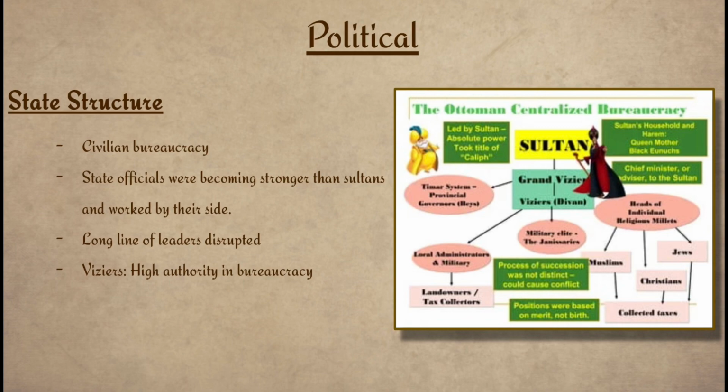For state structure, the Ottomans utilized a civilian bureaucracy, which means they employed people to work for the government, allowing the Sultan and his peers to decentralize some of the workforce. As the empire grew, these bureaucrats began to gain more and more power and started working side by side with the now weakened sultans. The process of succession was also not well regulated, which led to some disputes over leaders and opened up the position of vizier. A vizier holds high authority and basically supervises the functioning of the empire without being a sultan.